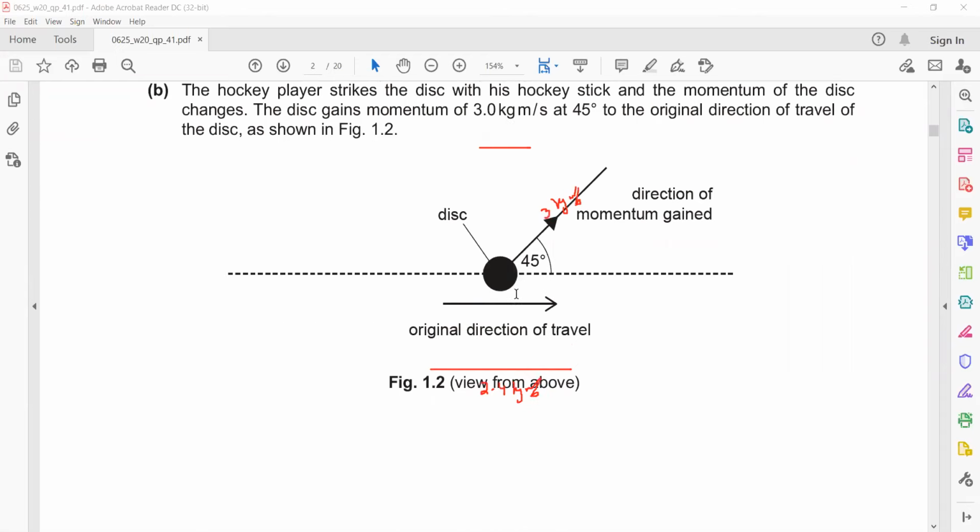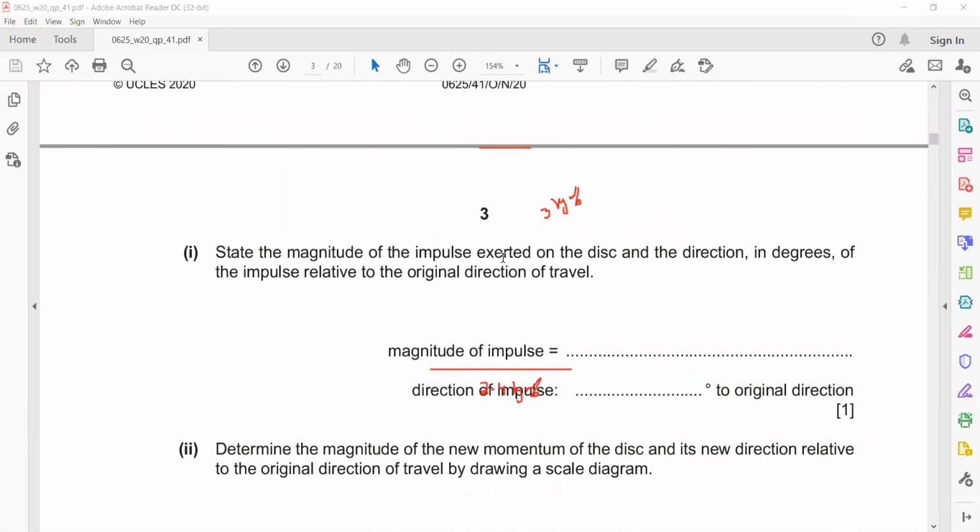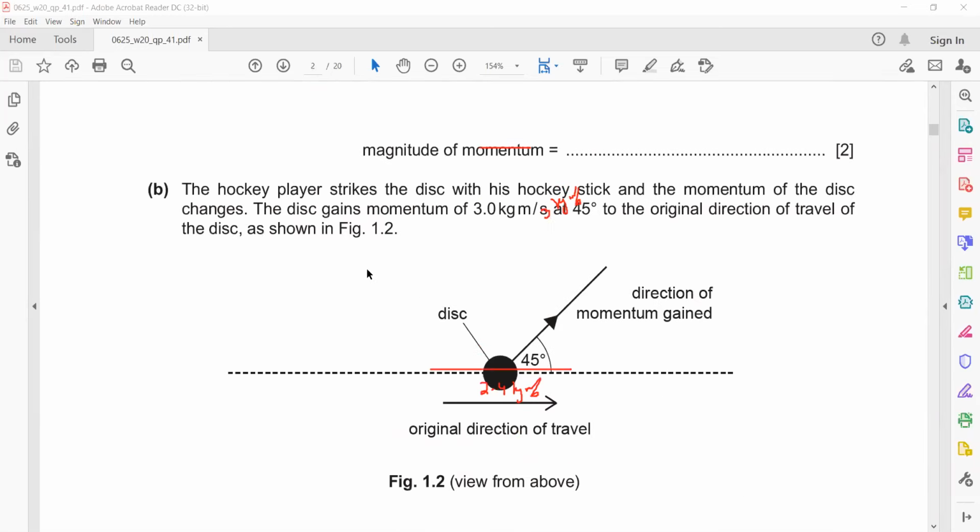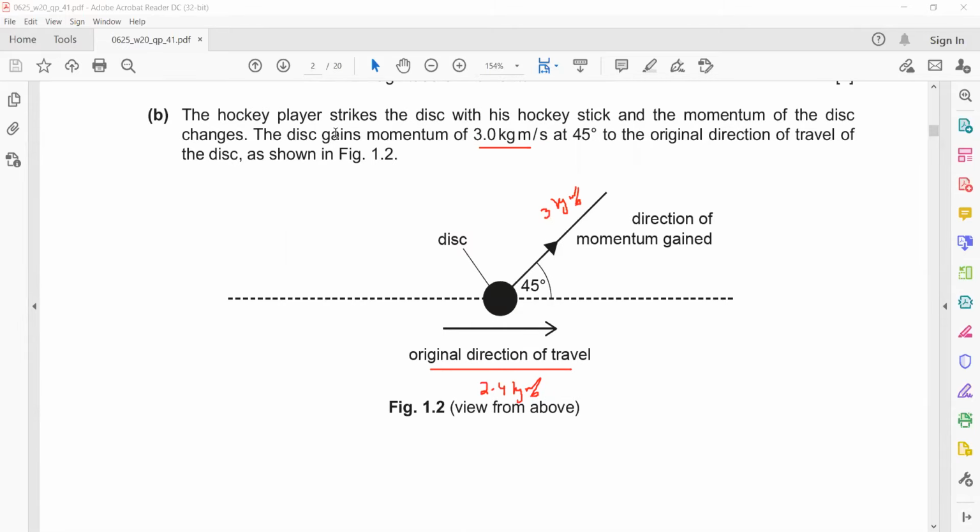The question is, state the magnitude of impulse exerted on the disk and the direction in degrees of impulse relative to the original direction. So what is the magnitude of impulse? Impulse is a change in momentum. Originally the object was moving horizontally and then it moves at a certain angle with a momentum of 3 kilogram meter per second. Initially there was no component in this direction, so the initial momentum in this direction is 0 and the final momentum is 3. So the impulse will be 3 minus 0, which equals 3 kilogram meter per second, or you can also say 3 Newton second, which is also a unit of impulse.